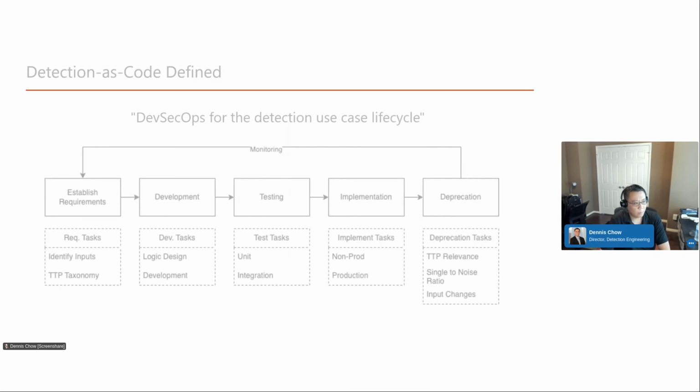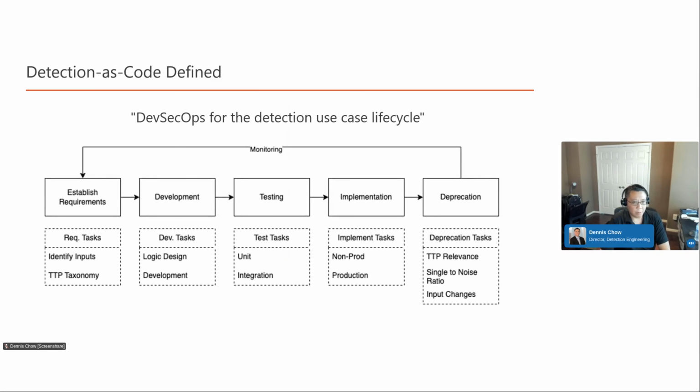So what do we need to know about detection as code? It's really DevSecOps for the detection use case lifecycle. So for those of you that are already in detection engineering or a role specific to that, you might see a lifecycle similar to this. You're getting requirements, you're creating the development of that detection, and then you need to figure out how to do it testing-wise and finally implement and deprecate that over its complete lifecycle.